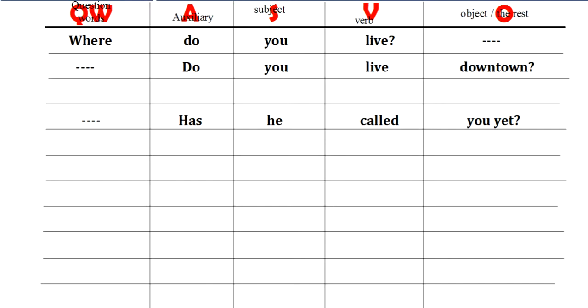Or I can have a WH question in the present perfect. Why hasn't he called you yet? Now, what's very important here is the auxiliary. As I mentioned before, we can tell that we're asking a question by the position of the auxiliary and the subject. So let's take a little time to review our auxiliaries in English.